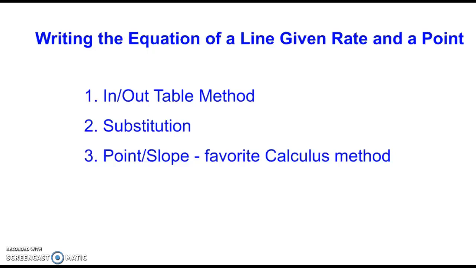Hello, welcome. We're going to review how to write the equation of a line given a rate and a point. There are actually three different ways. One is the in-out table method from IMP 1. Another is substitution, which is similar to what we did in IMP 1. And a third way is the preferred method by our calculus teacher, the point-slope method, that may seem unfamiliar, but most students tend to like.